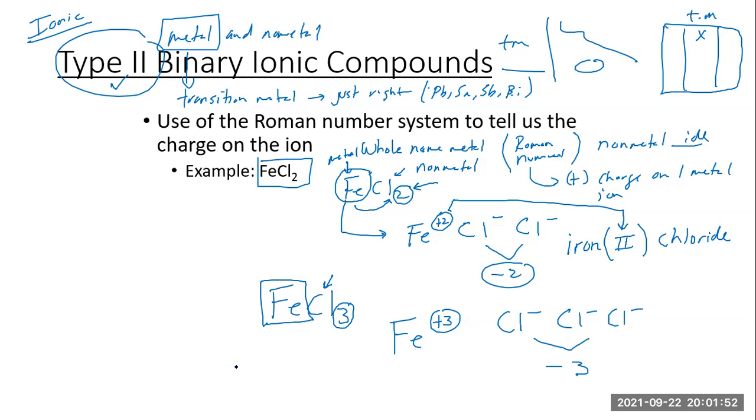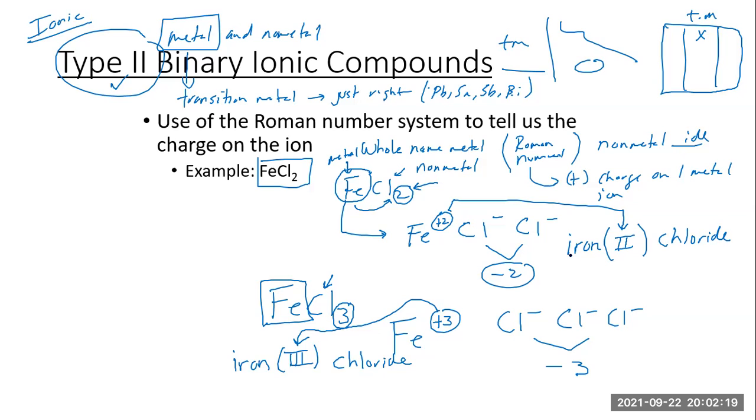And now that gets incorporated into the name as iron, whole name of the metal, Roman numeral 3. Again, not how many irons we have, but the actual positive charge on it. And even though there are 3 chlorides here, it is still just named chloride. Iron Roman numeral 2 chloride tells us we are dealing with iron that has a +2 charge.